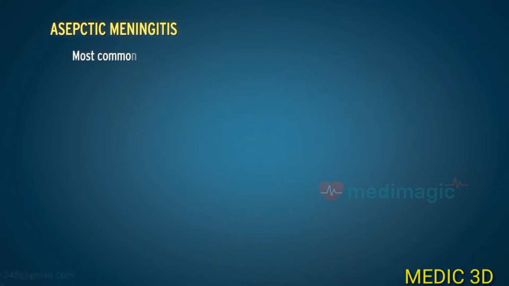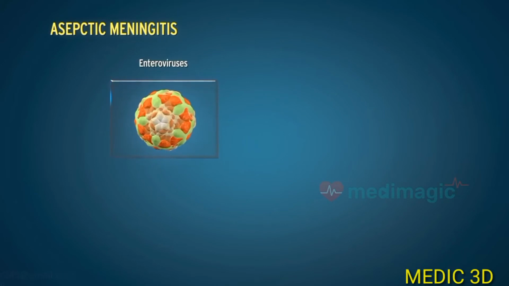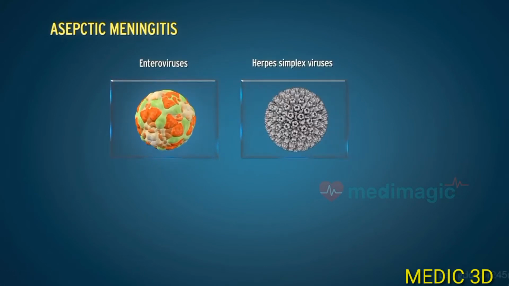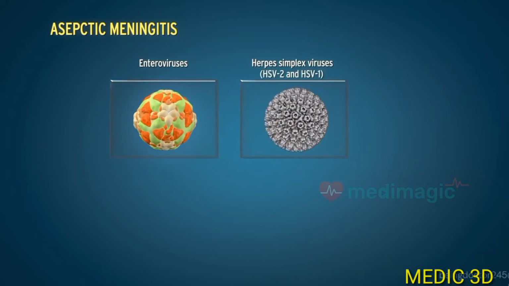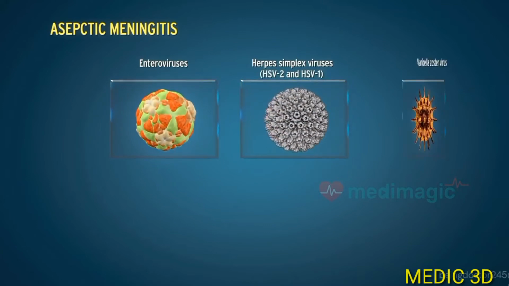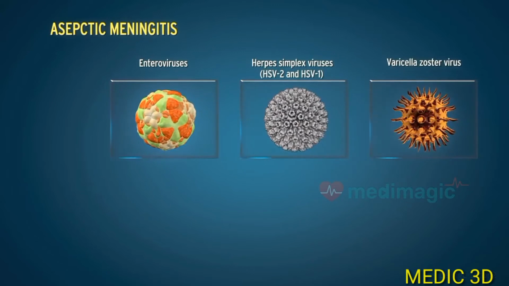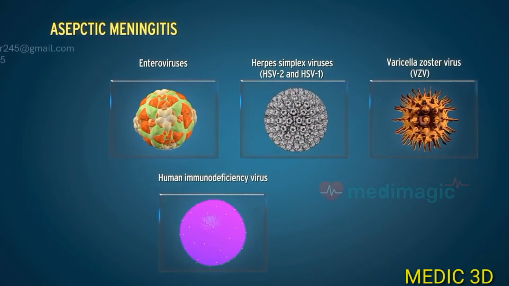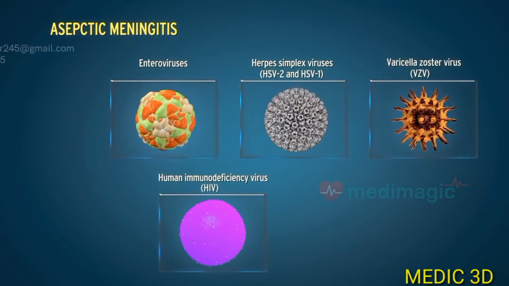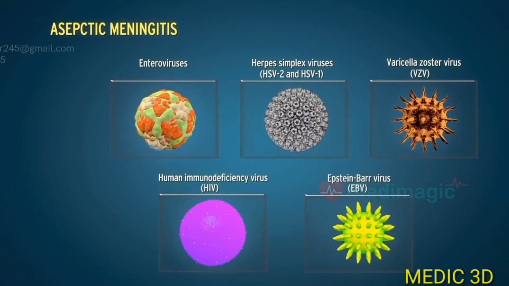However, the most common pathogens of aseptic meningitis are viruses. These viruses may be enteroviruses, herpes simplex viruses, HSV2 and HSV1, varicella zoster virus, VZV, human immunodeficiency virus, HIV, Epstein-Barr virus, EBV.